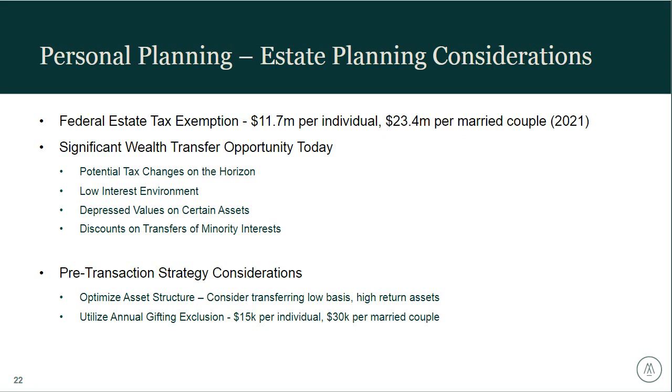Also, some illiquid assets are still quite depressed, given we're still in a pandemic, so you can give more value using less of an exemption for certain assets. And then the final piece here is discounts on transfers of minority interests. There's a lot of talk about limiting those discounts in the future.